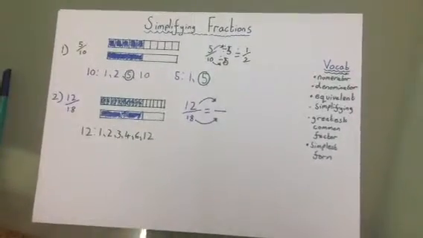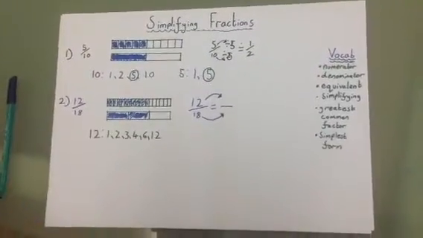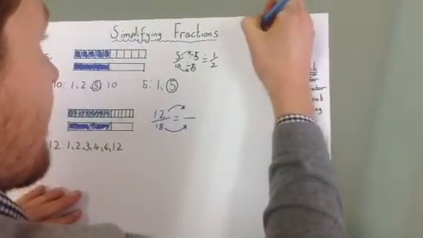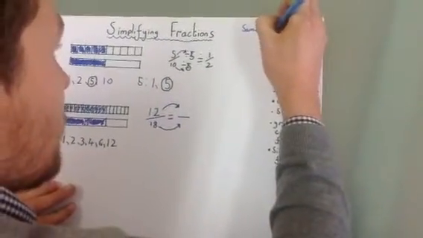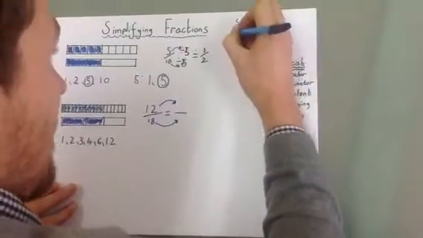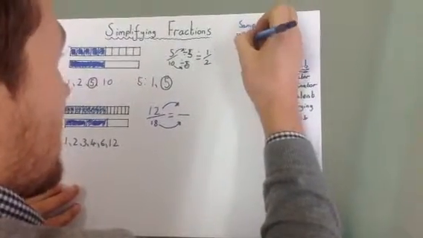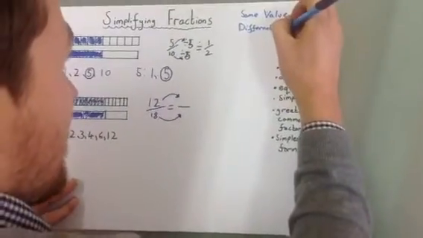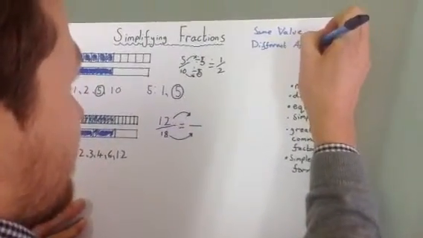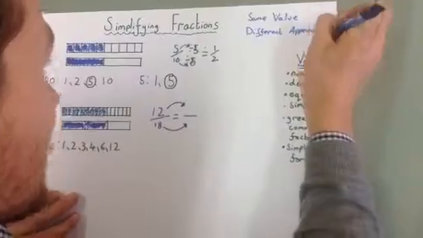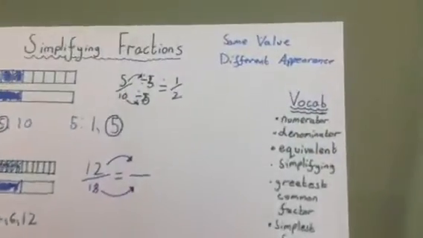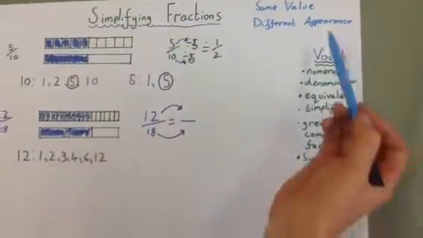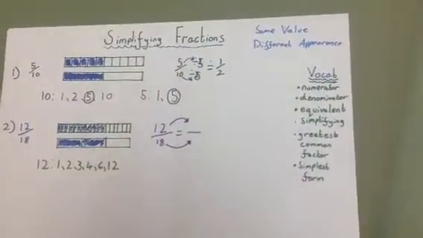In the last video we looked at finding equivalent fractions and we used this phrase: same value, different appearance, and this is going to be very important again now. Different appearance. Okay, so let's remember that same value, different appearance when we're looking at this. Some key vocabulary that I'm going to be using is along here, and I'll keep referring to it.